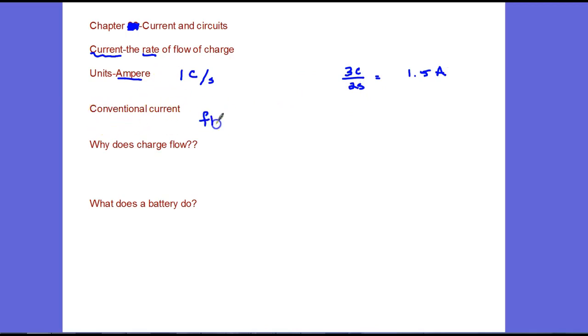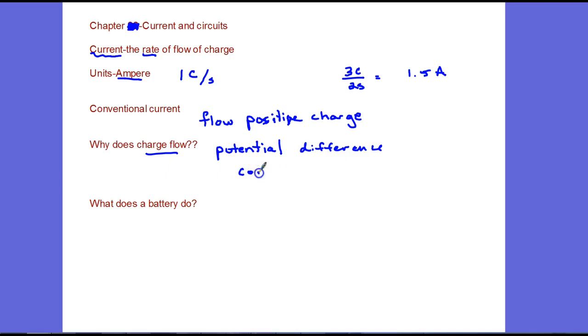Conventional current is the flow of positive charge. So in physics, when we talk about a current, we're talking about a flow of positive charge. Even though we know negative charge is what's moving, it's been the convention since we knew that, and nobody's changed it. So it is the flow of positive charge. Charge flows for 2 reasons. Because there's a potential difference. There has to be some force pushing them. Like a ball doesn't just roll, it rolls downhill from a high potential energy place to a low potential energy place. So there has to be some potential difference and a complete circuit.